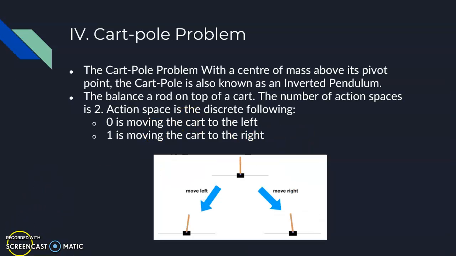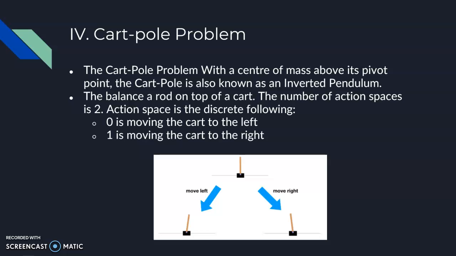Then we come to the CartPole problem, with a pole on a cart. The CartPole is also known as the inverted pendulum. It's unsteady and tends to tip over, but the cart can be moved to regulate it. The purpose of the challenge is to maintain the pole's balance by moving the cart left or right, with the proper force applied to the pivot point.